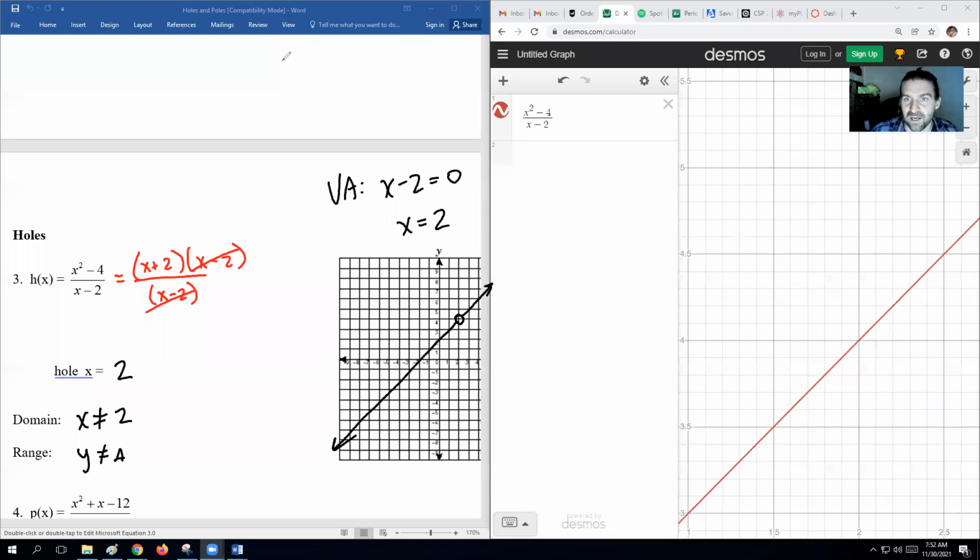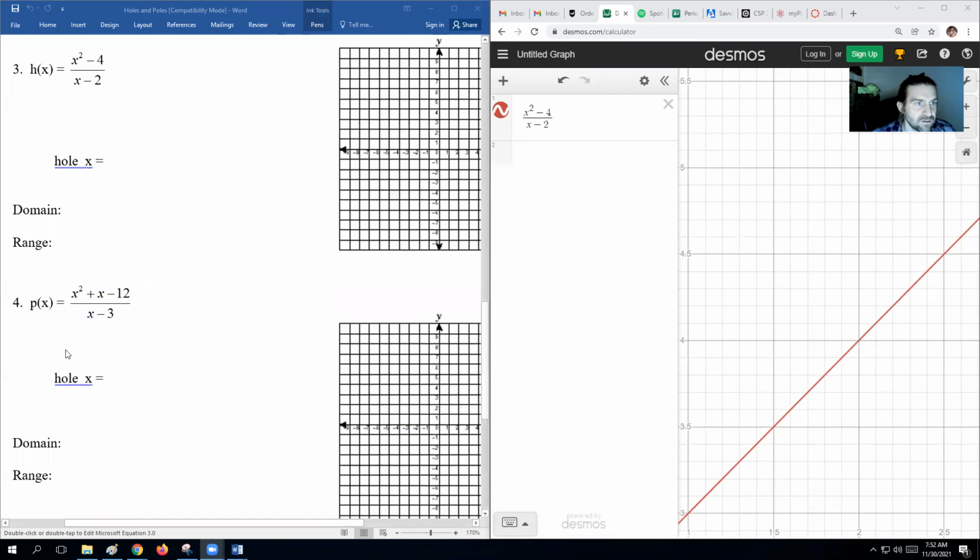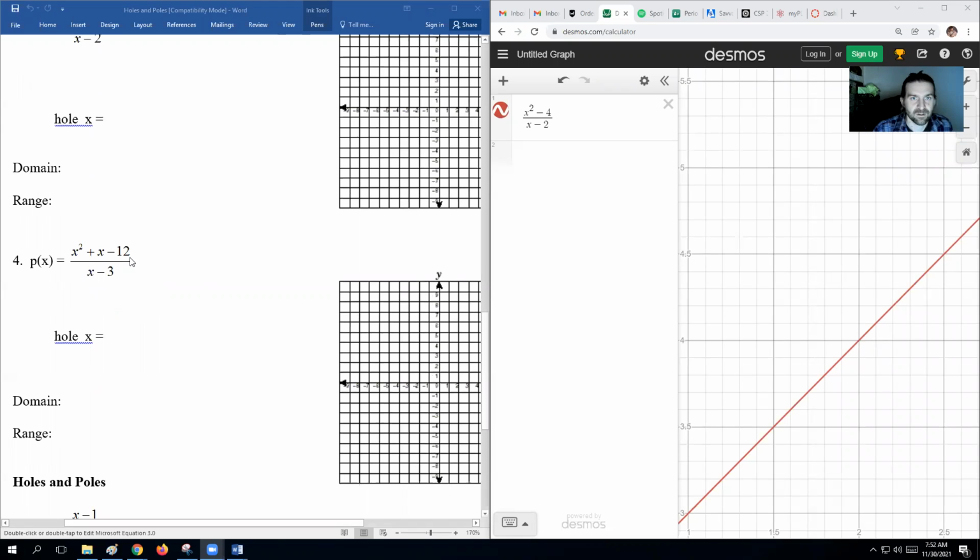And that's something we're going to be working on with all of our worksheets that we work on here. So you can see here, there's going to be another hole here because you could factor the top. The top factors into x plus 4 times x minus 3. That 3 cancels out, so that would be a hole, not a vertical asymptote.